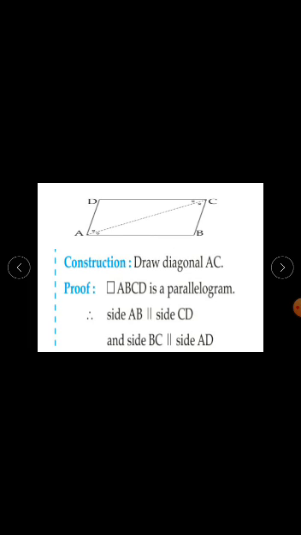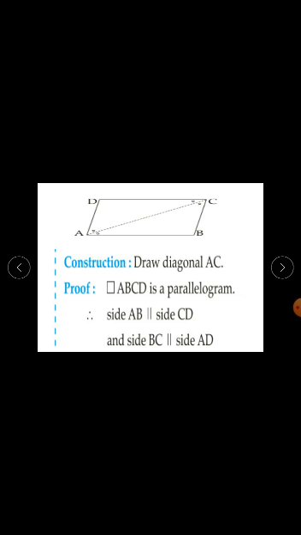Proof. Quadrilateral ABCD is a parallelogram, it is given. If it is a parallelogram, means side AB is parallel to side CD and side BC is parallel to side AD, by definition. Now on transversal AC, parallel lines, side AB is parallel to side DC and side BC is parallel to side AD, and this is your transversal.